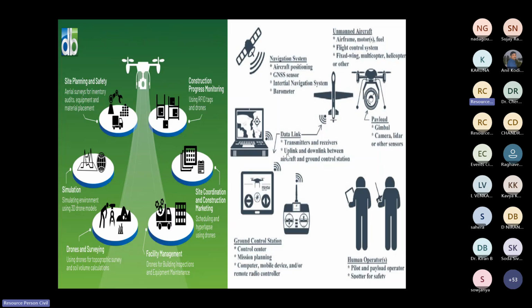Here are the GNSS instruments and the unmanned aircraft data, how it is collected, and what components are involved. I have shown that in this diagram. So this is the ground control station. Earlier we had GNSS, the same thing. Here also the same thing.